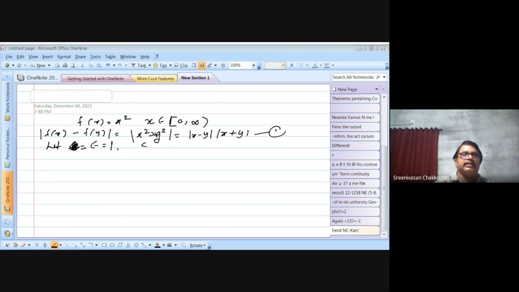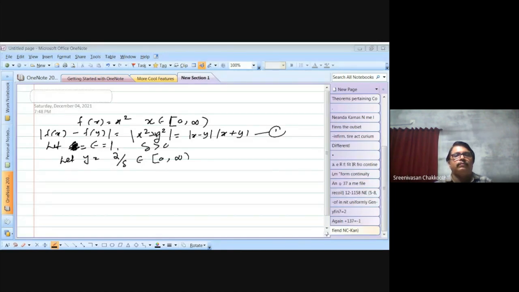Delta must be greater than 0, so let delta be any quantity greater than 0. Let y equal 2 by delta. Since delta is greater than 0, y equal to 2 by delta belongs to our set. Let x equal y plus delta by 2.